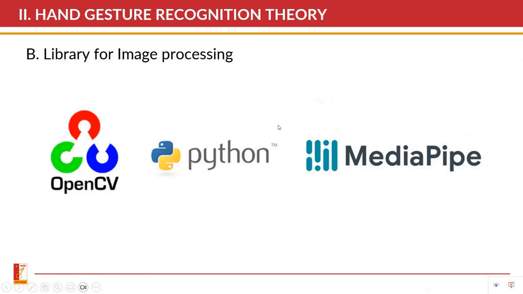And the library we're going to use for hand gesture recognition is OpenCV. OpenCV is an open source library widely used in the field of image processing and computer vision. The library provides a set of tools and functions to perform image processing tasks from pre-processing to feature extraction, object recognition, and video processing. And the second one we're going to use is the famous Google platform MediaPipe.